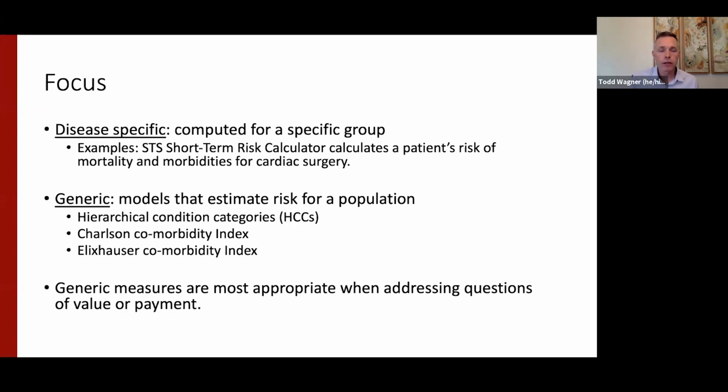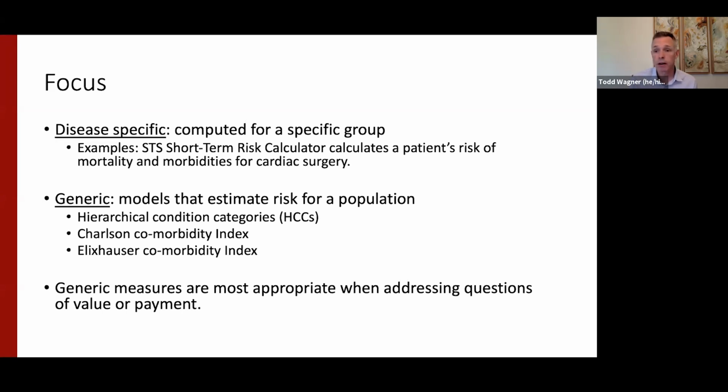There are two different foci when we think about risk adjustment. One is a disease-specific risk adjustment. Many of you might be familiar with these. These are computed for a very specific group. So I've given some examples here. For example, the STS short-term risk calculator calculates a patient's risk for mortality and morbidities for cardiac surgery. There are many disease-specific risk scores out there.